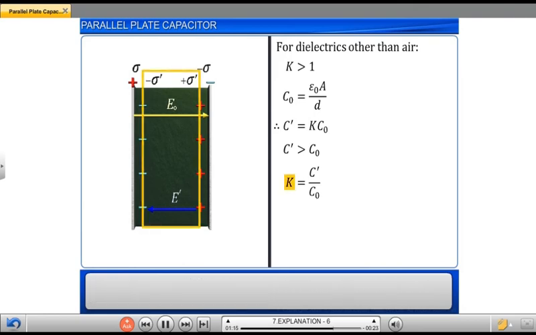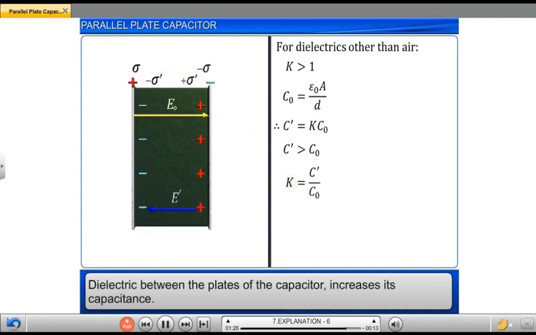K is also known as the factor by which the capacitance increases when a dielectric medium fills the intervening space between the plates of the capacitor. Therefore, we see that by introducing a dielectric medium between the plates, the capacitance of the parallel plate capacitor increases.